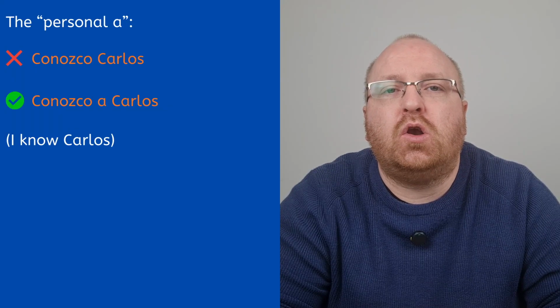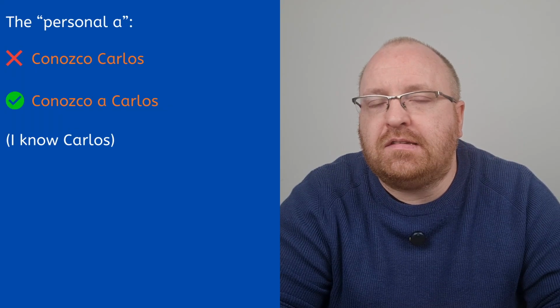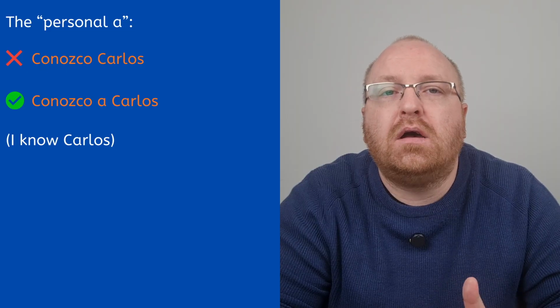Now, one important thing to note. When you use conocer with a person, you need to include what's called the personal a between conocer and the person. So you wouldn't say, conozco Carlos. Instead, you have to say, conozco a Carlos. So, to sum things up, we use conocer with a person when we're familiar with them through some kind of exposure, either personally or through public familiarity.